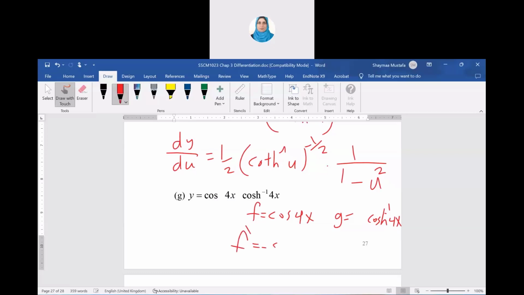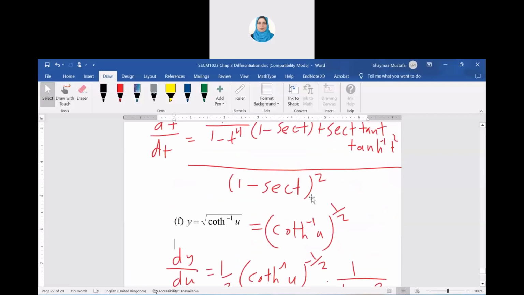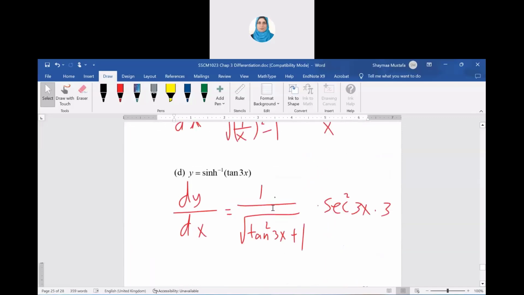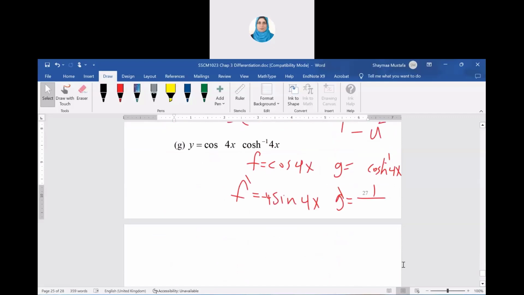Now the derivative of f: the derivative of cos is minus sine, so minus sine 4x multiplied by 4, so minus 4 sine 4x. The derivative of g: the derivative of cos inverse is 1 over the square root of x squared minus 1, so you have the square root of 16x squared minus 1, with minus 1 multiplied by 4. Then apply the multiplication rule.